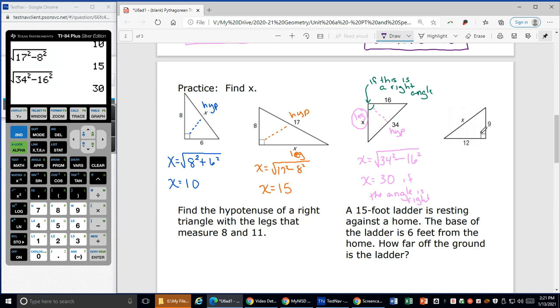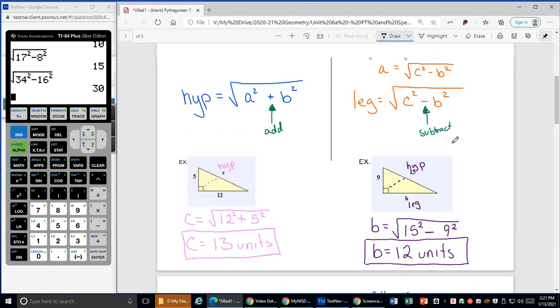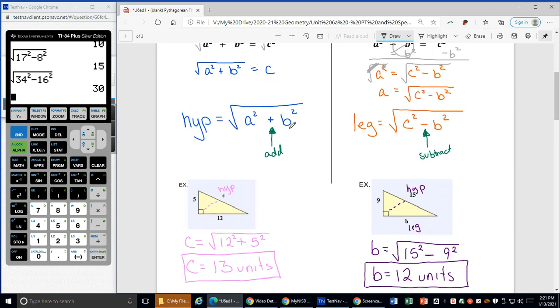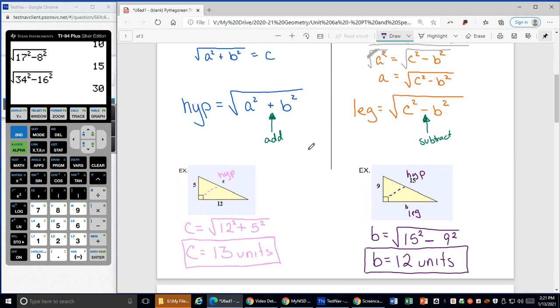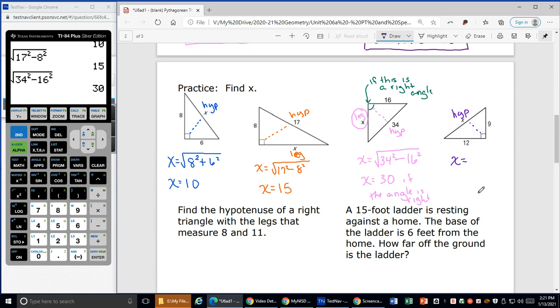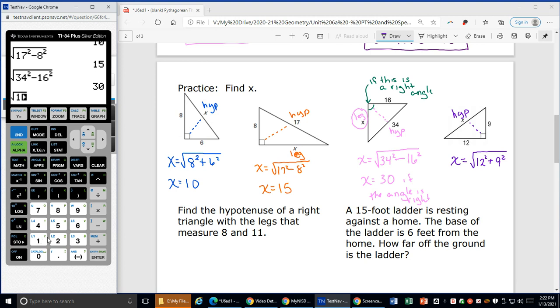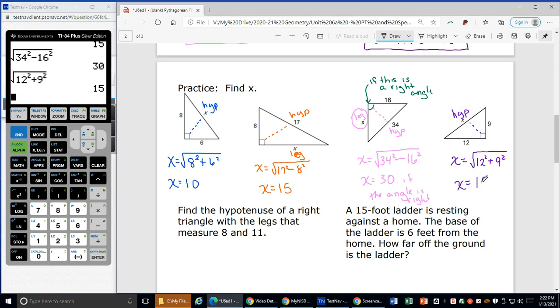But the next one I do have a right angle, and across from it is going to be my hypotenuse, so in this picture we are looking for the hypotenuse. Since I'm looking for the hypotenuse, I'm going to add. In my square root, I'm going to add 12 and 9. I usually put the biggest one first. Don't forget to square it. So second square root, 12 squared plus 9 squared, and that gives me 15. So the value for x equals 15.